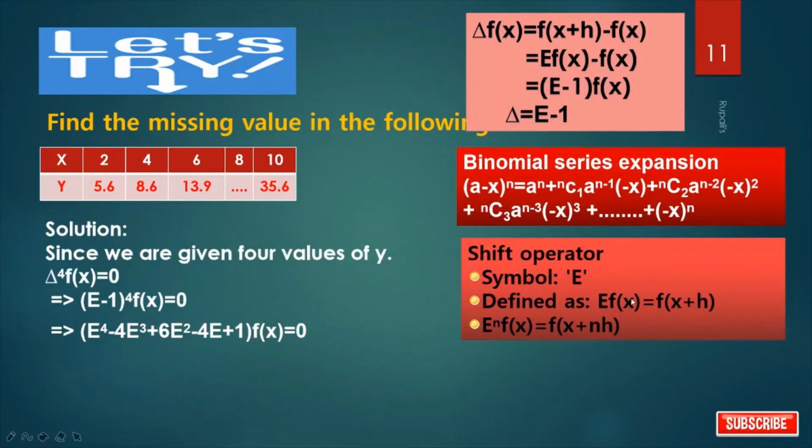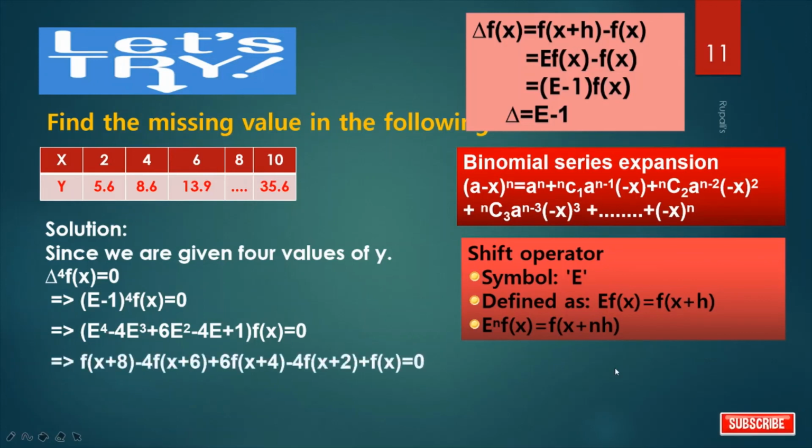Symbol is e, and e f(x) equals f(x plus h), and e to the power n f(x) equals f(x plus nh). Here what is h? H is 2. That is the difference between x values. So e to the power 4 f(x) is f(x plus 8), 4 into 2, it is 8. Minus 4 e cube f(x) is minus 4 f(x plus 6), plus 6 e square f(x) is f(x plus 4), minus 4 f(x plus 2), plus f(x) equals 0.